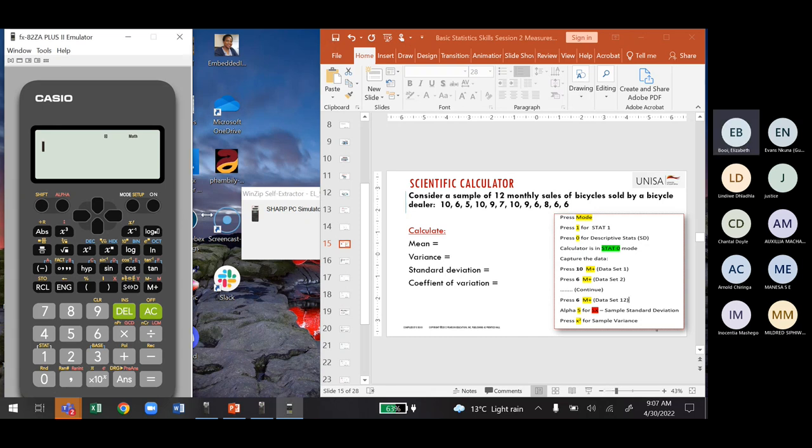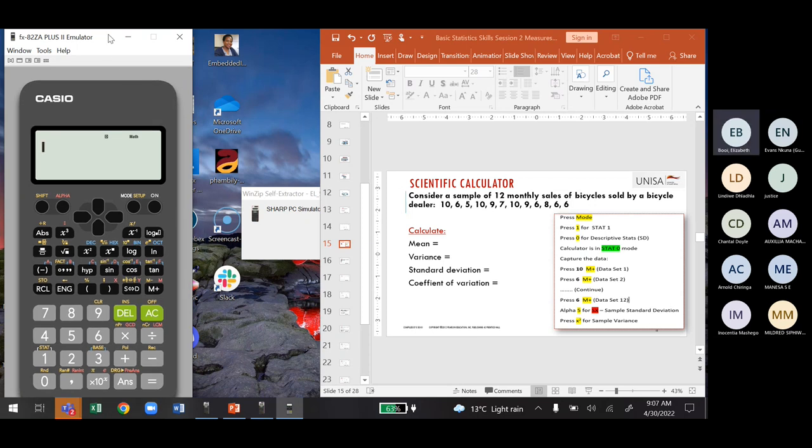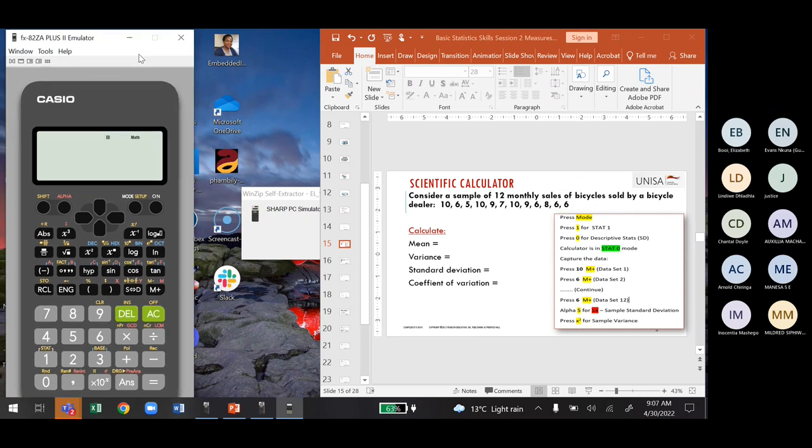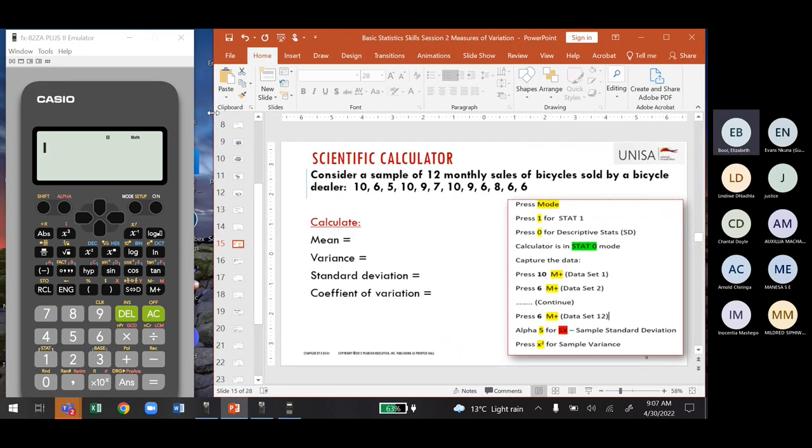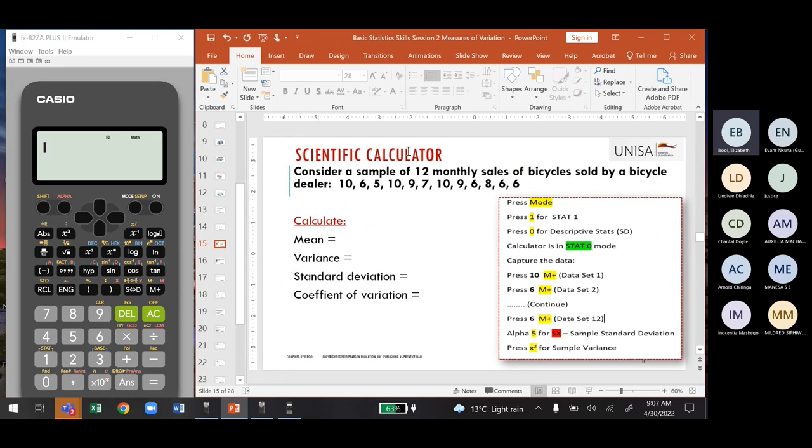Okay, so let's deal with the calculator thing. I hope you are able to see my screen. I've tried to make it bigger. Those who have a Casio calculator, you will have to write the steps as I talk. Don't try and do it. We will repeat the same steps again. You write the things that I am showing you.